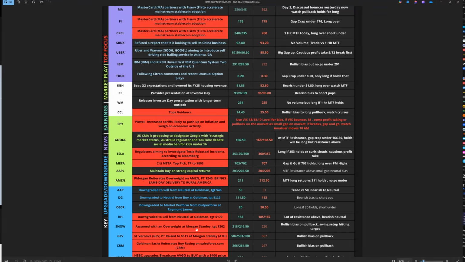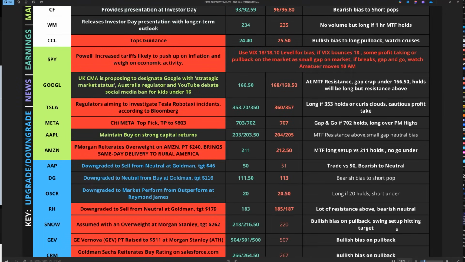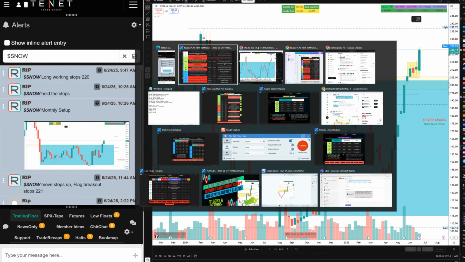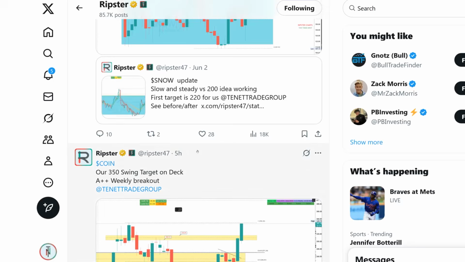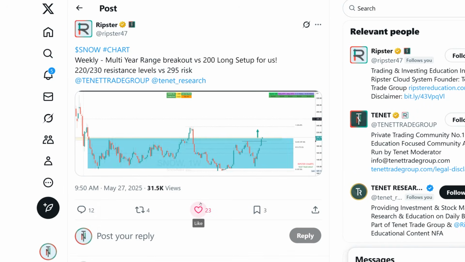We had SNOW, which was a bullish bias on pullback. What was the plan? Bullish bias. Swing setup hitting the targets. So what is this swing setup I keep talking about? Although we do not do a lot of swings in the community right now, I try to share these on voice. I try to share the swing setups on my Twitter. I don't share too much, but if I see a good setup, I share it. And once we launch our swing trading and investment names, then we will discuss it.